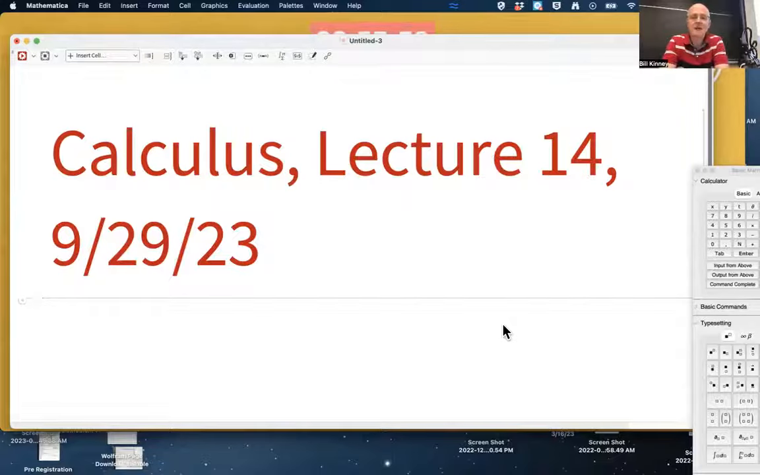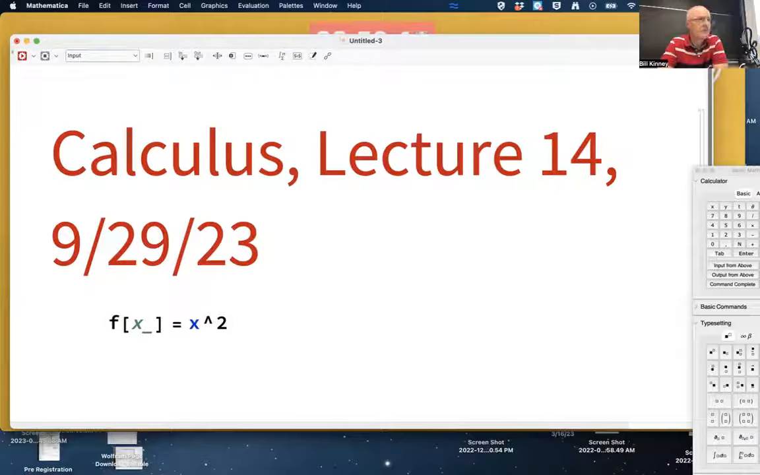Today, let's do some calculus in Mathematica. Let's first consider the example from last time, f of x equals x squared. Here's the syntax for how to enter the function.